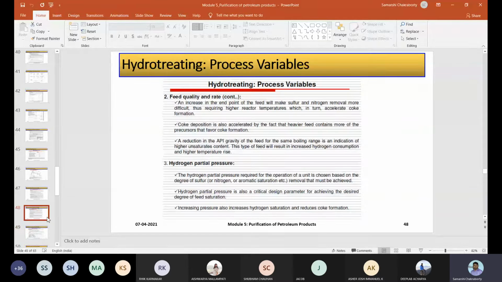Hello. Sir, how does it reduce coke formation? Increasing partial pressure, how does it reduce coke formation?